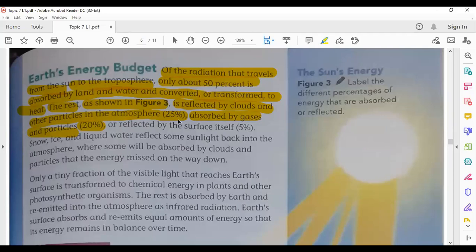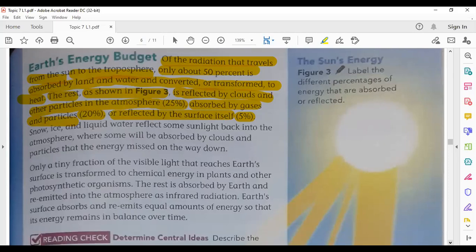25% is reflected by clouds. 20% is absorbed by gases. And only 5% is reflected by the surface itself. For example, snow, ice, and liquid water reflect some sunlight back into the atmosphere, where some will be absorbed by clouds and particles that the energy missed on the way down. Look here at this figure.